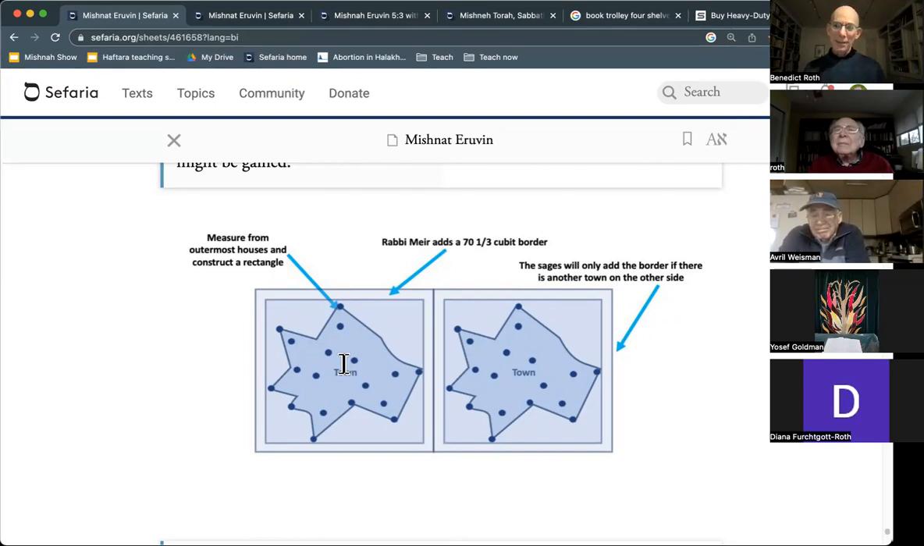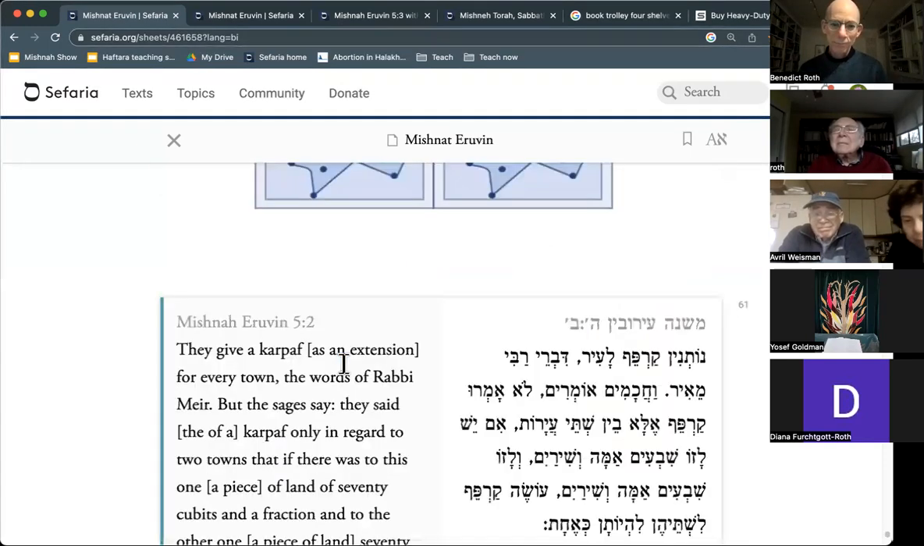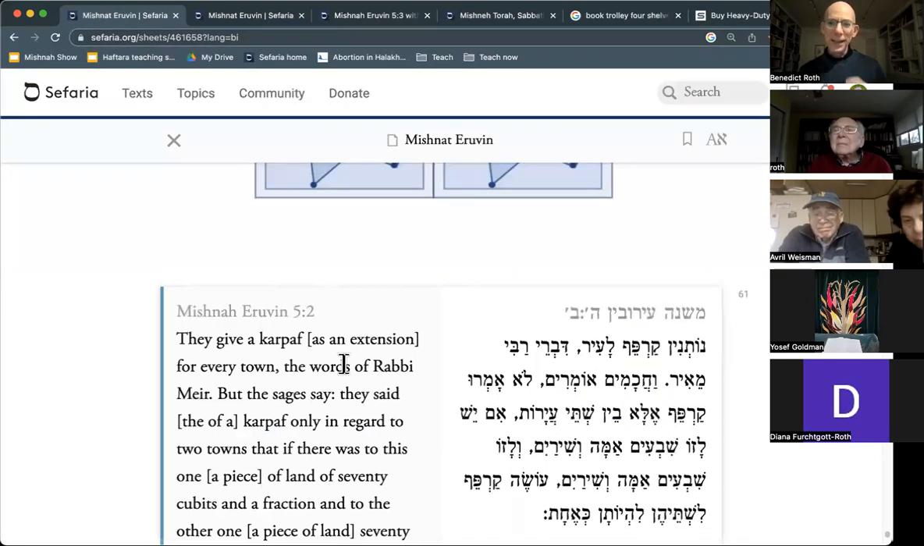And we'll see in a minute that Rabbi Meir will add a border. Rabbi Meir actually adds an extra border to this. Let's have a look at the next Mishnah. Not nim karpaf la'ir, divrei Rabbi Meir. According to Rabbi Meir, we give a karpaf. A karpaf we've previously translated as a sort of a wood store. Maybe, I'm not sure, I'm wondering whether it's a wood store or sort of a general boundary yard type area, actually. Anyway, Rabbi Meir says we add a karpaf.